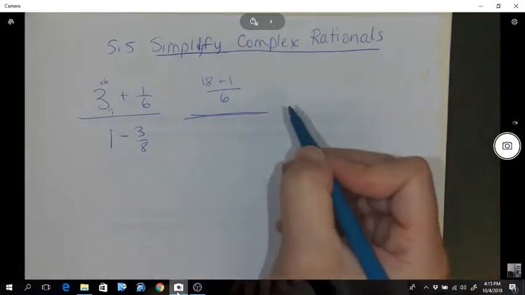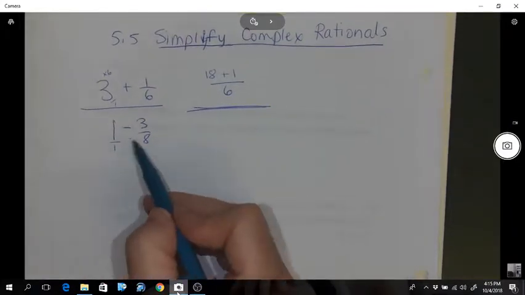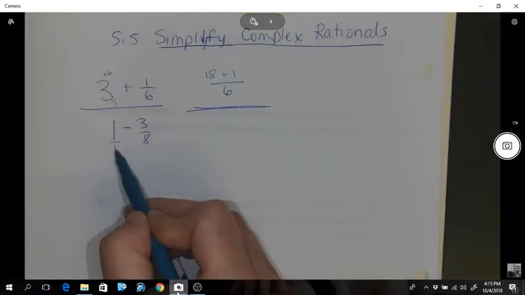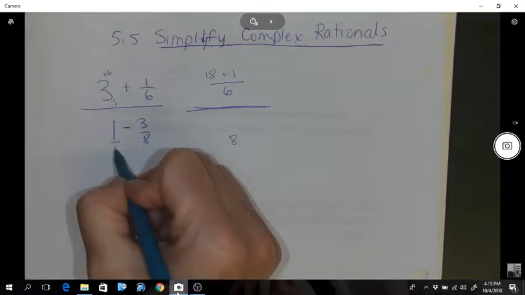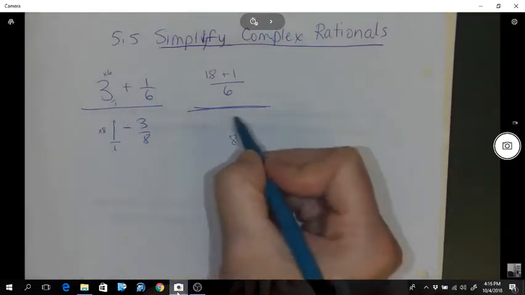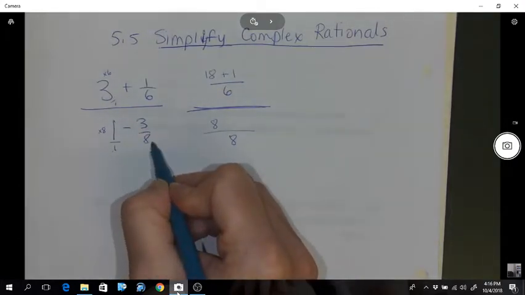All of that is going to be over, so 1 is really over 1. So both of these need to turn into an 8 as a common denominator. So what did I do to this? Multiplied by 8. What did I do to this? Nothing.